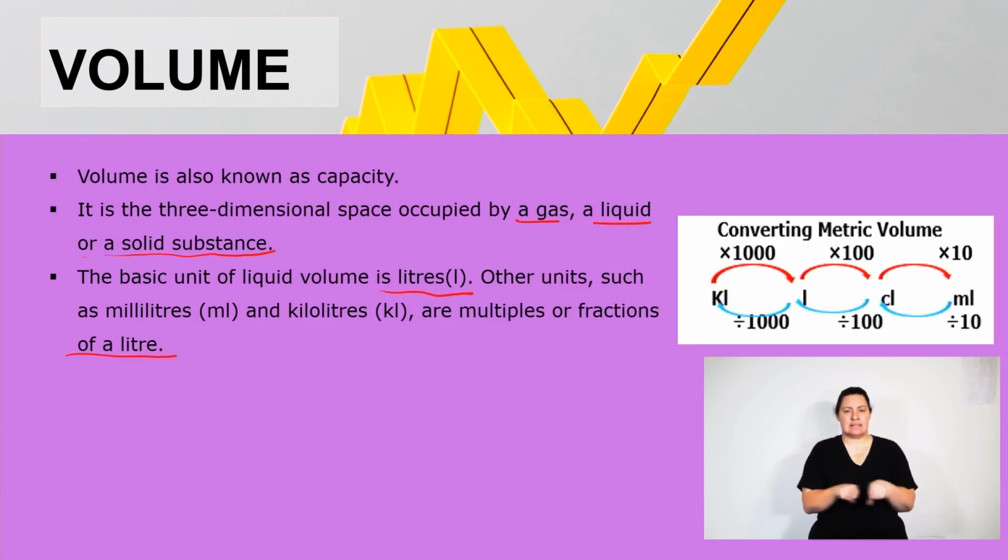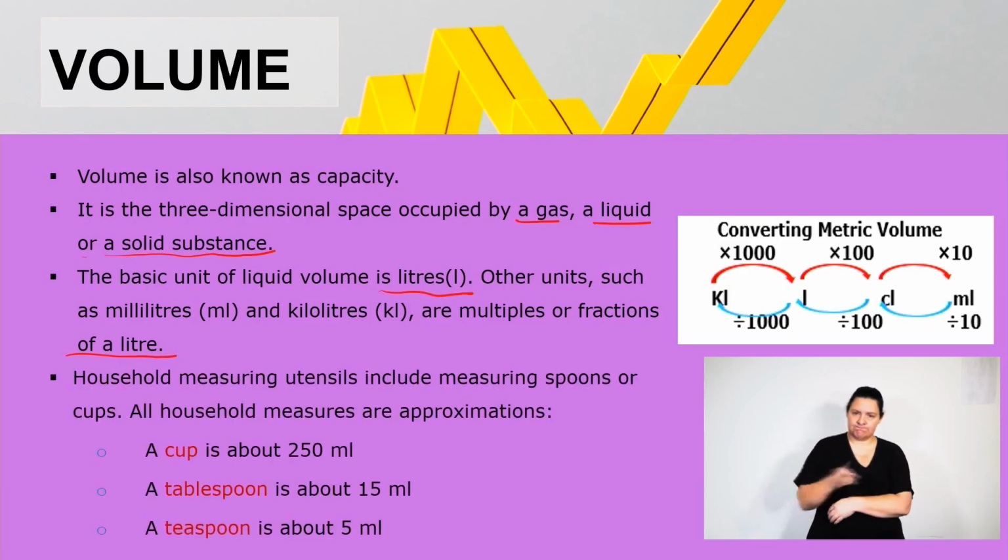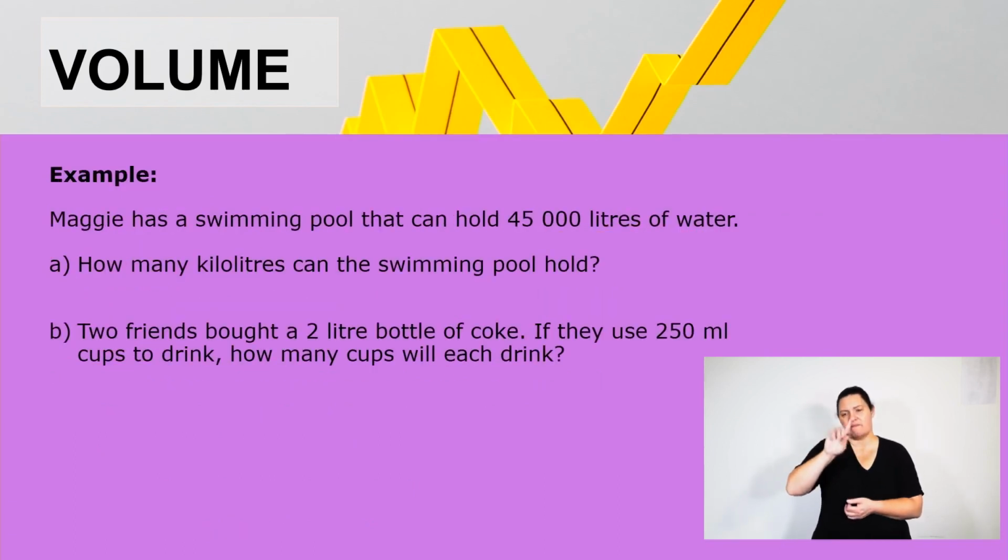The same principle still applies here. From bigger units, we multiply. From smaller units, we divide. Household measuring utensils include measuring spoons or cups. All household measures are approximations. A cup is about 250 milliliters. A tablespoon is about 15 milliliters. A teaspoon is about 5 milliliters.